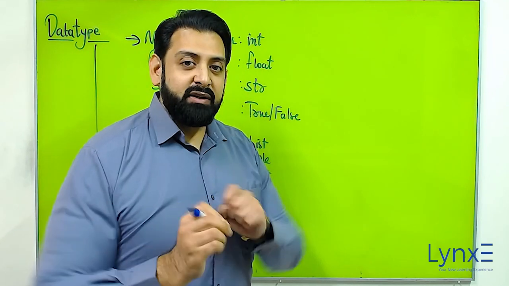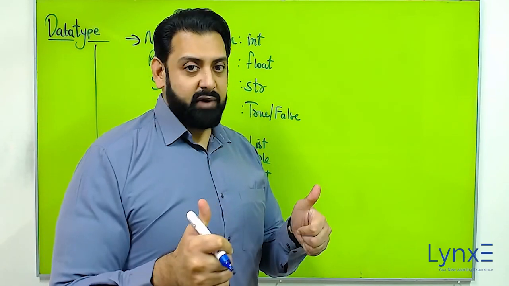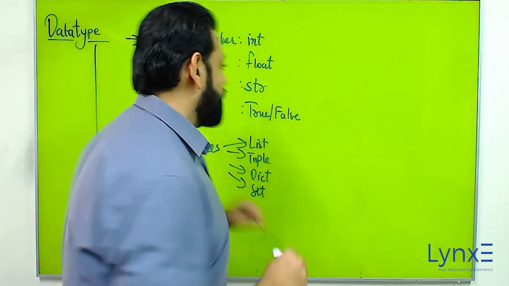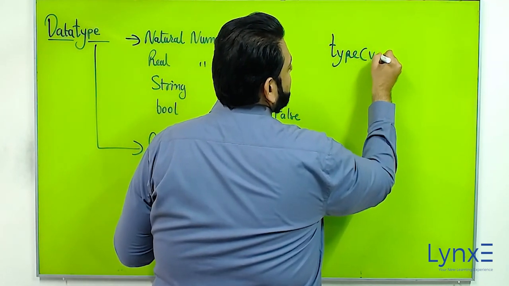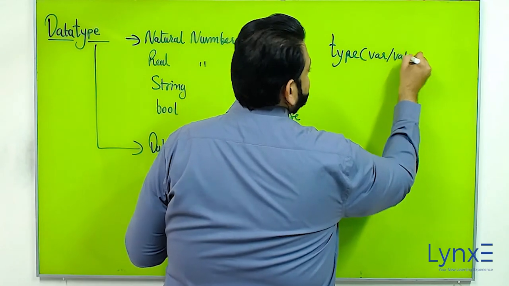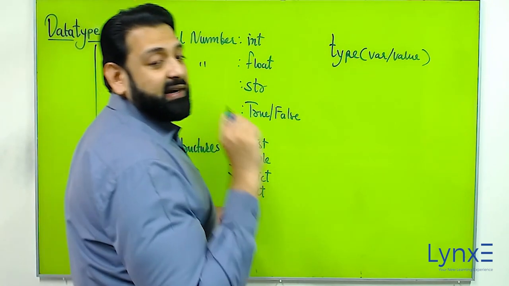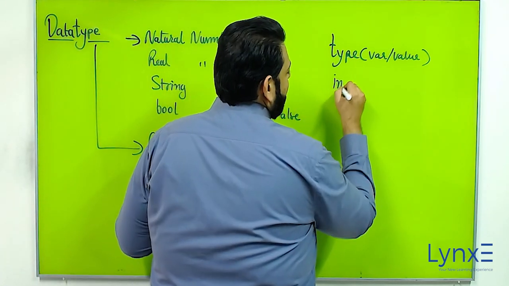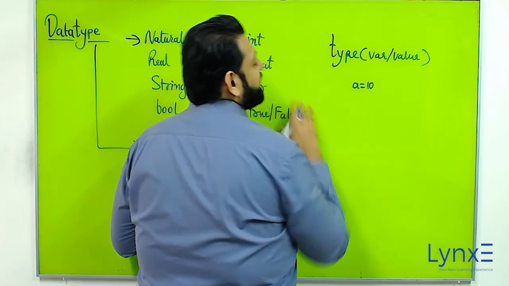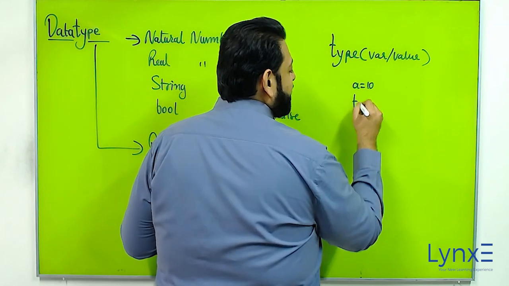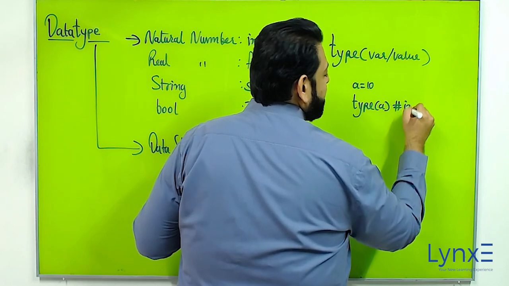Sir, if Python is dynamically typed, whatever I give, the data type would depend on that, right? How would I know? Okay, that is a command. Remember this, everybody: type followed by the variable or the value. Depending on the variable or the value, type will return the data type. For instance, if I say a = 10, it is Python, you just don't say int, just write a = 10. And when I ask you type(a), it will give you int.